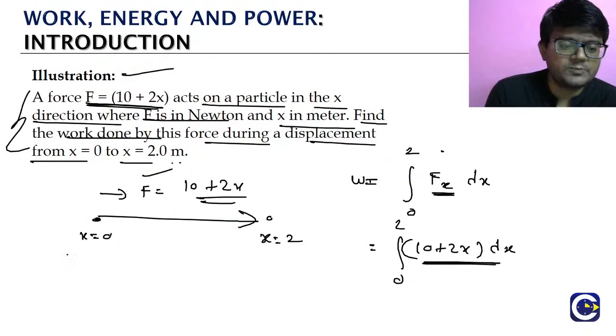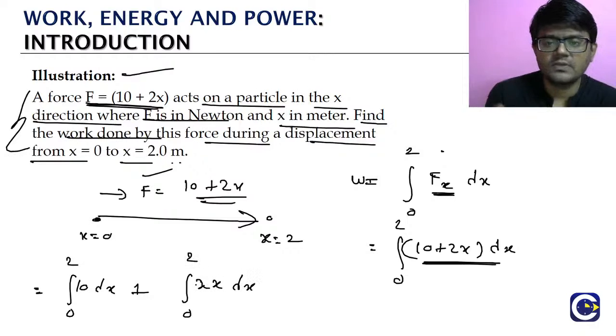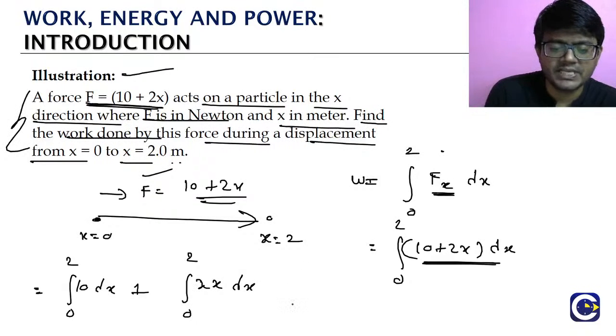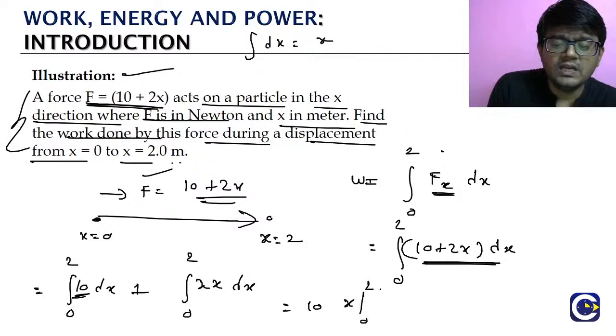We will split the integration. If we split it, what comes? Integral 10 dx plus integral 2x dx, look. Okay, so this is by using the property of integration. Next, integral 10 dx: the 10 remains as it is, a constant. Integral dx will be what? Look, what is integral dx? x. Okay, limit 0 to 2.